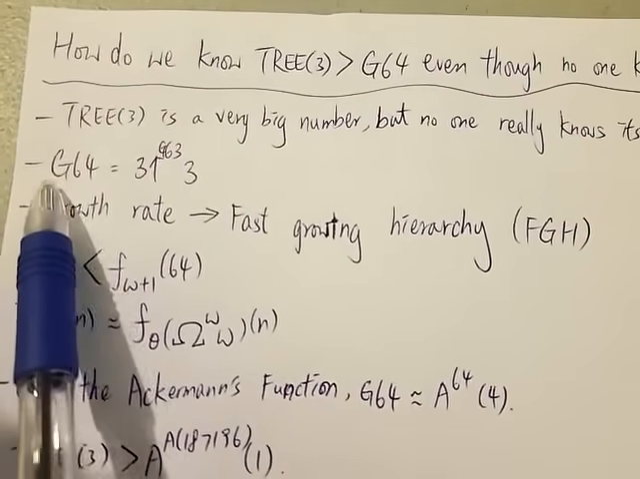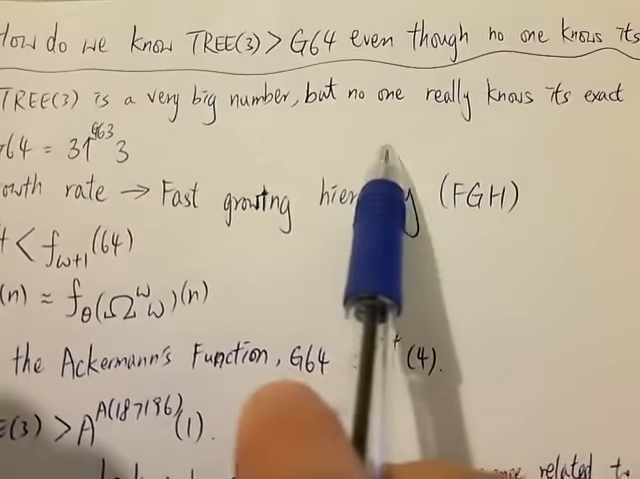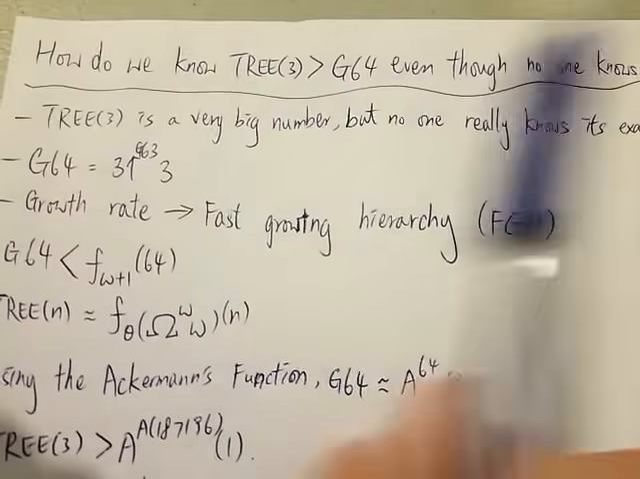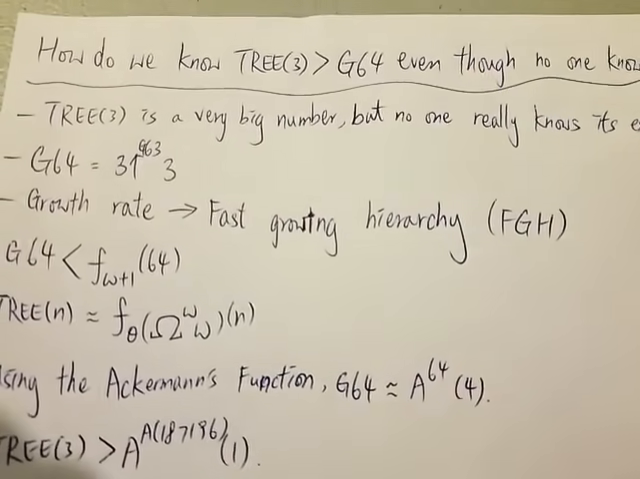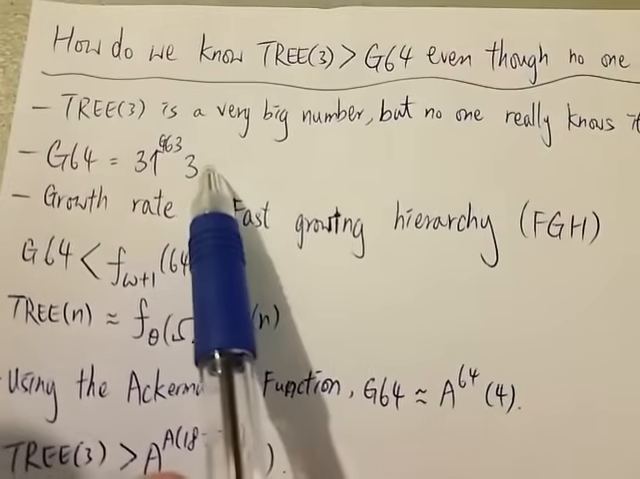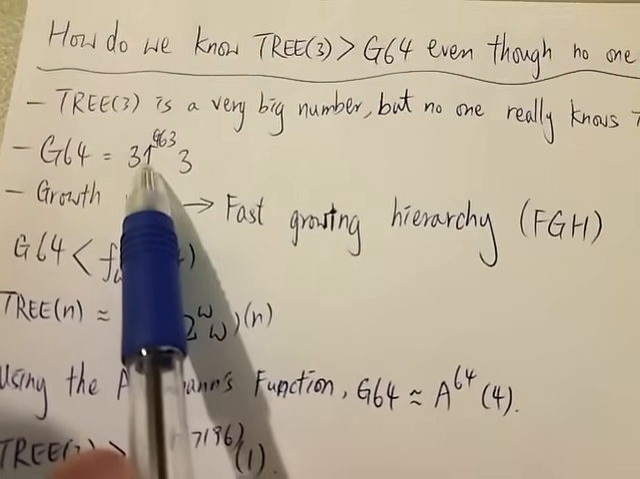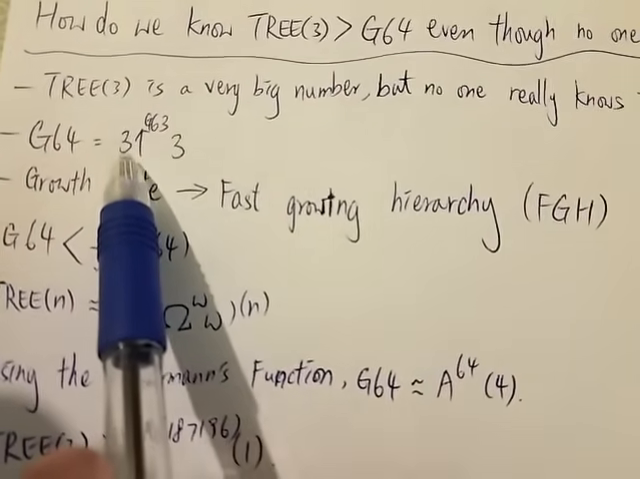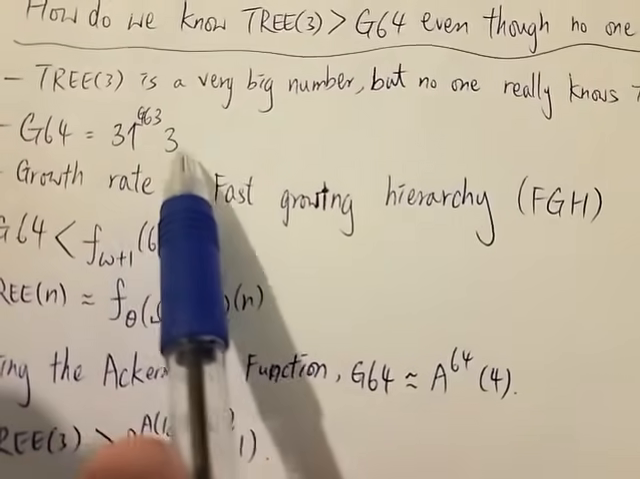And on the other hand, Graham's number, which is G64, same thing. We don't really know its exact value if we want to calculate all its digits in base 10. No one really knows how many digits it really has. However, we can write Graham's number in this way. So in other words, we kind of know its magnitude, that is around 3 with G63 up arrows, 3.